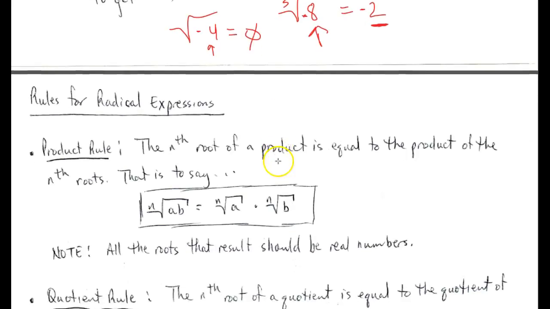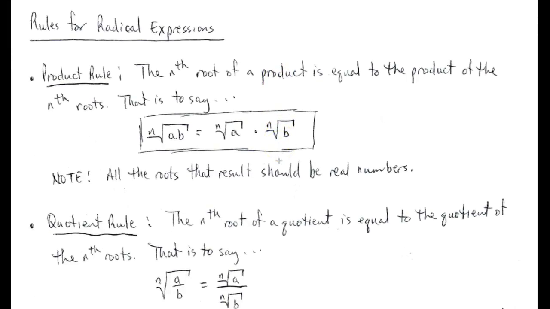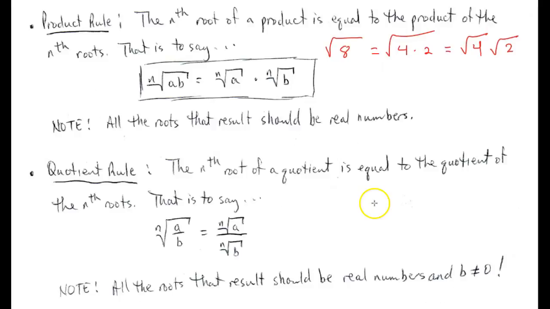Now, moving on to some of the rules for radical expressions. So this first rule says that we can take an expression under a radical, which is called the radicand. If it is a product of two other expressions, we can split it up. So for instance, if I wanted to do, let's say, square root of 8, then I know that square root of 8 is the same as square root of 4 times 2. So I could rewrite this as square root of 4 times square root of 2. Okay, so that's what the product rule says.